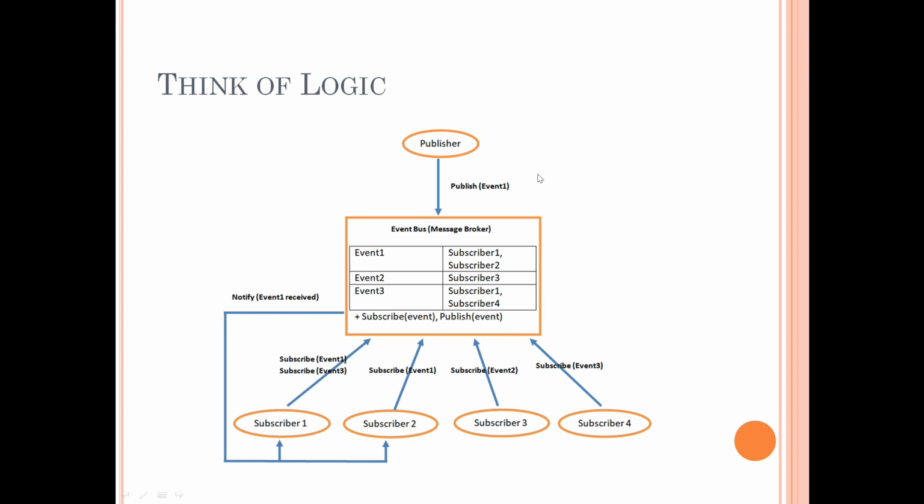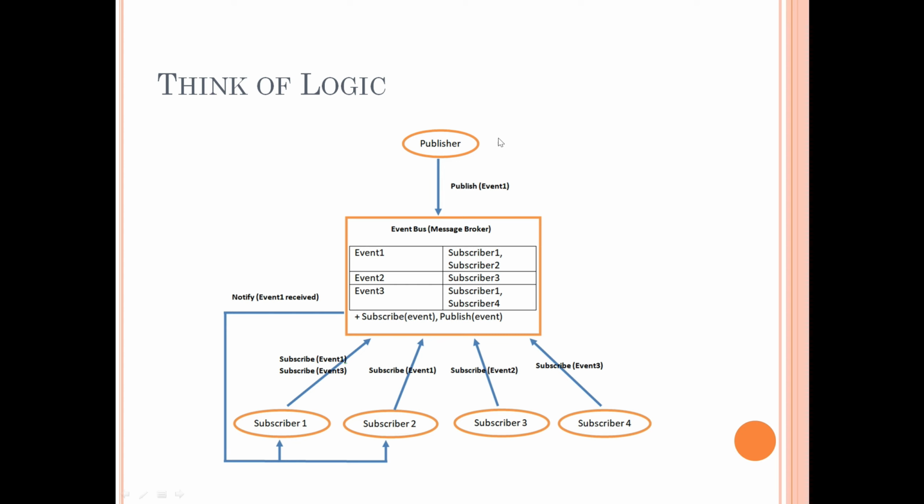Moving on. Here we have to think of logic, how we put all these things together. Suppose there are multiple subscribers, subscriber 1 to 4, and this is the event bus we have. In the event bus, we are going to store subscribers using a dictionary. So this is event 1. For that event 1 I have a list of subscribers. Here you can see subscriber 1 and subscriber 2 are subscribing for event 1, and we have one publisher.